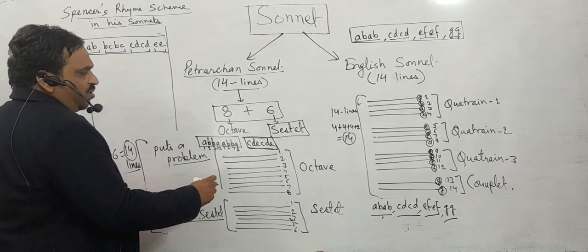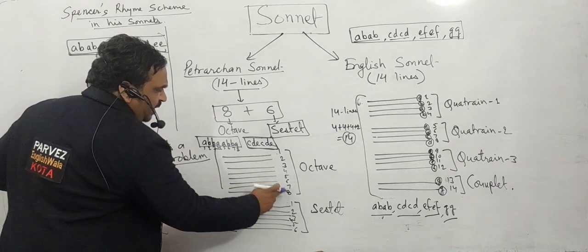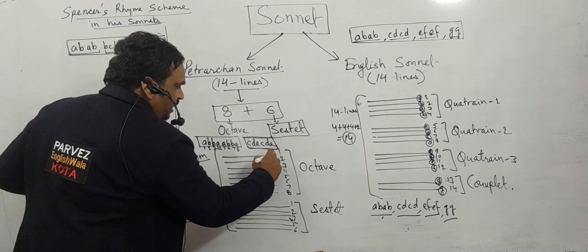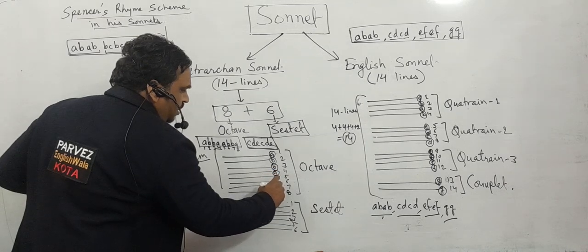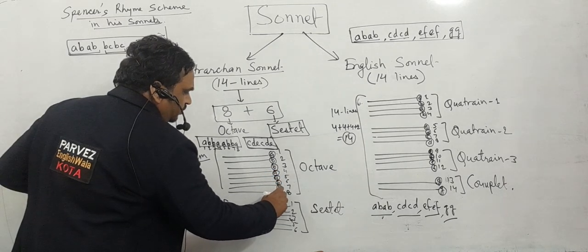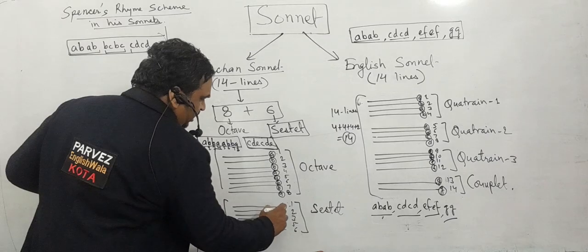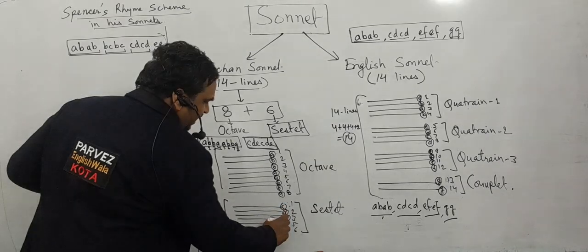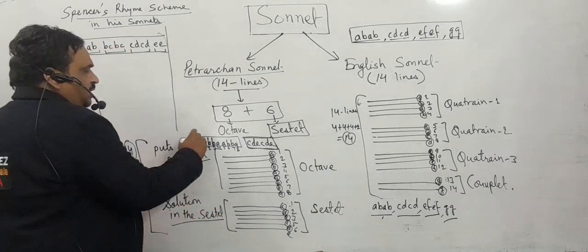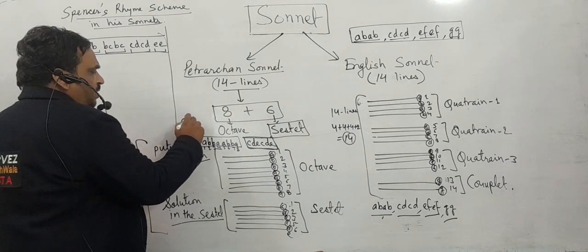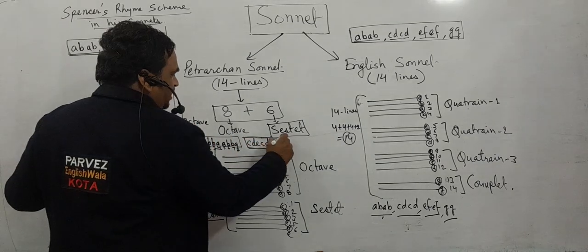So the rhyme scheme of octave will be A, B, B, A. Let me write down here at the end of the lines. A, B, B, A. Then again A, B, then B, A. And what will be the rhyme scheme in the sestet? C, D, E, then again repetition of C, D, E. So this will be the rhyme scheme of an octave, and this will be the rhyme scheme of the sestet.